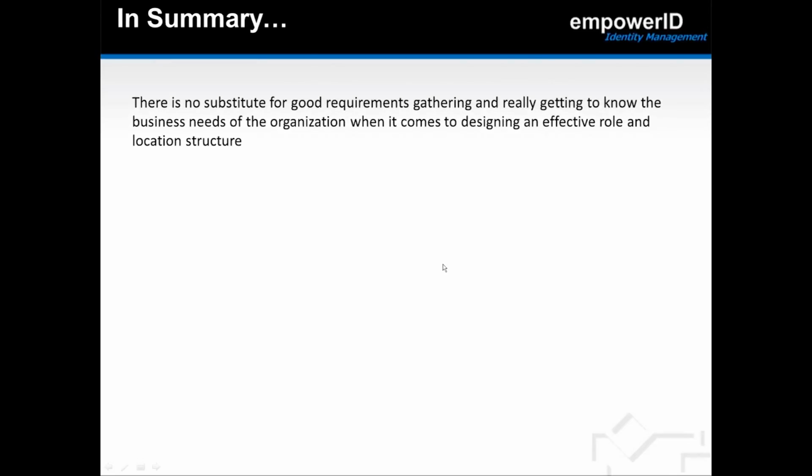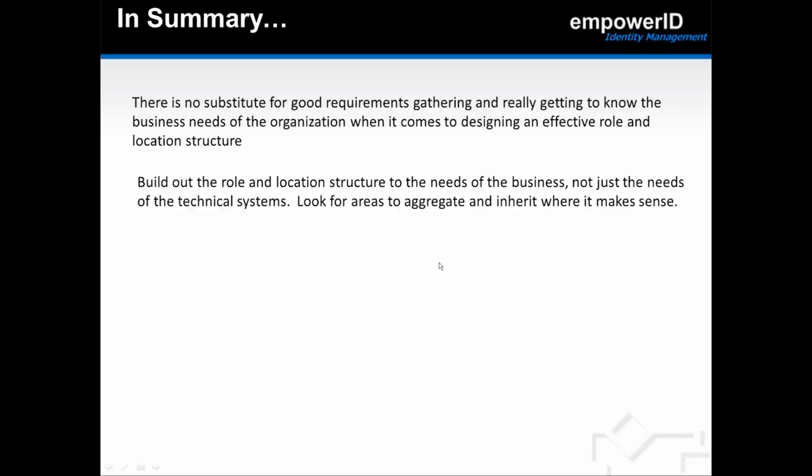So in summary, once again, there's no substitute for good requirements gathering and really getting to know the business needs of the organization. So when it comes to designing an effective role and location structure, that's critical. Build out the role and location structure to the needs of the business, not just the needs of the technical systems. Look for areas to aggregate and inherit where it makes sense. In our particular scenario here, we created those higher level role parent nodes so that we could easily map in our resource entitlements, but we kept the location structure relatively simple.